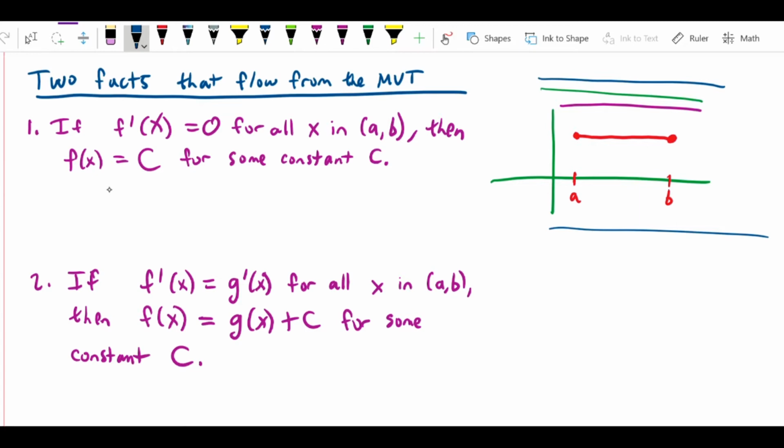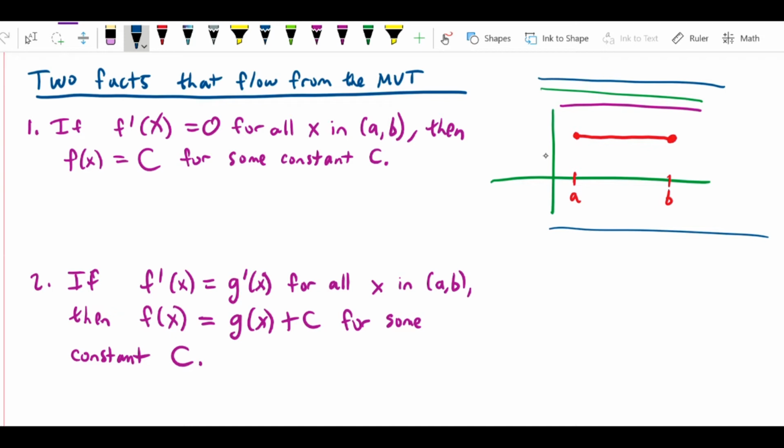The only functions that have a zero derivative on an entire interval are constant functions, or at least constant in that interval. It could be some piecewise function that's defined differently outside the interval, but the point is that in the interval the whole function has to be just a horizontal line.